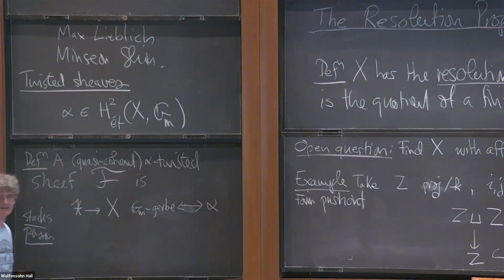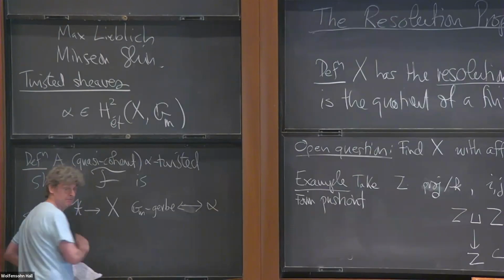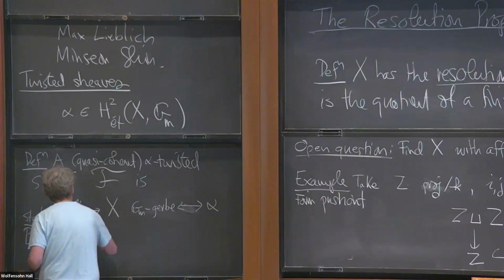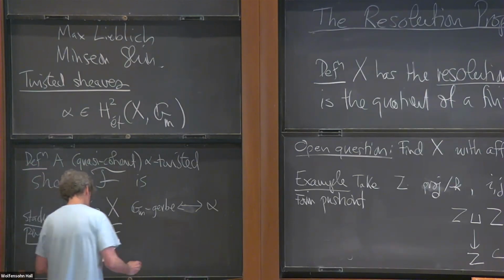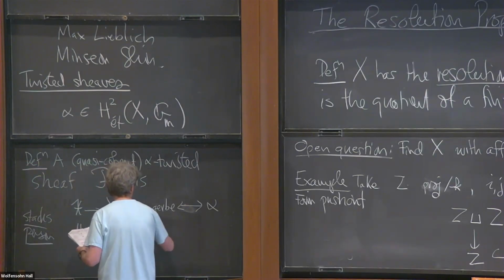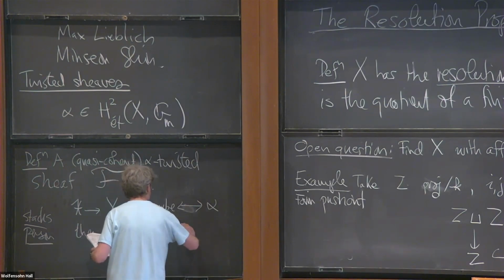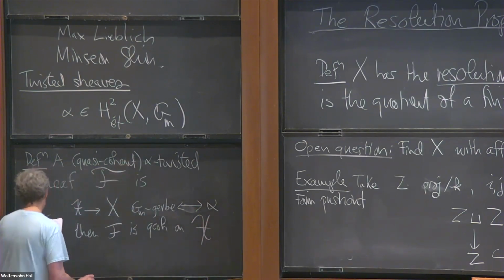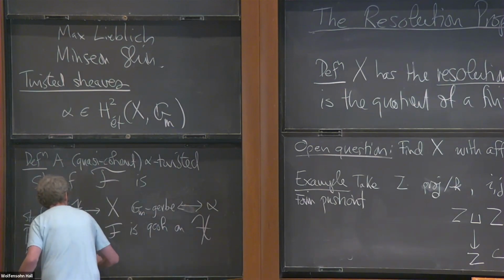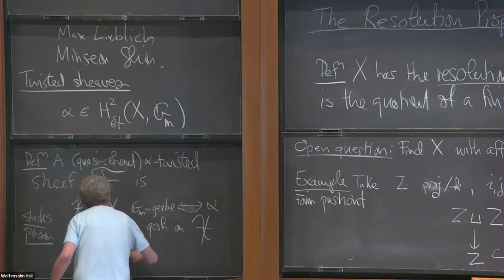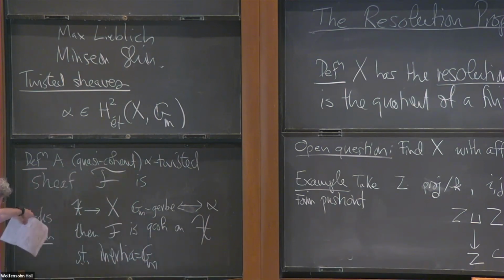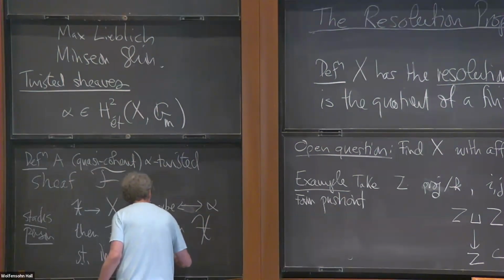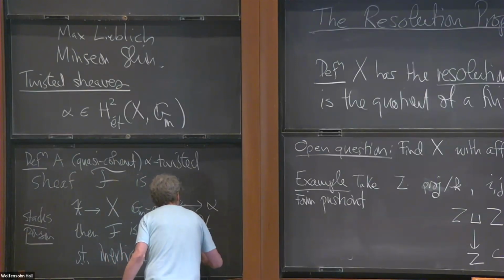Can you read this? Now it's getting maybe hard to read. Okay, and then F is a quasi-coherent module on script X, I mean QC on script X, such that the inertia, which is G_m, right? The inertia of a G_m-gerbe is G_m, acts by the standard character.